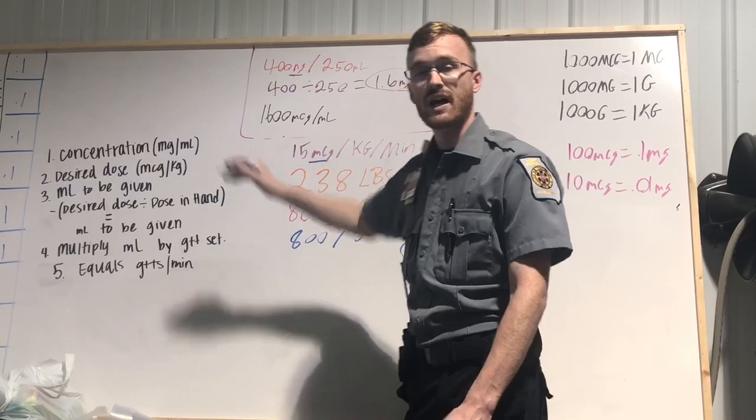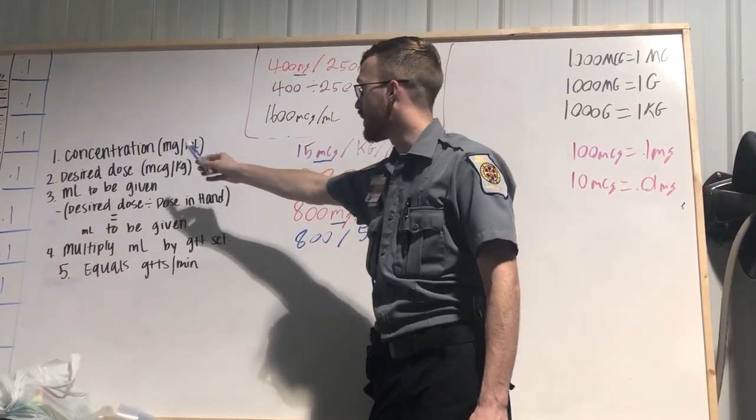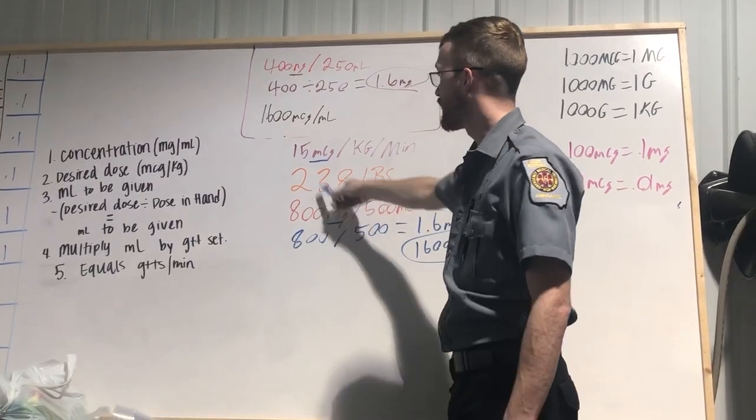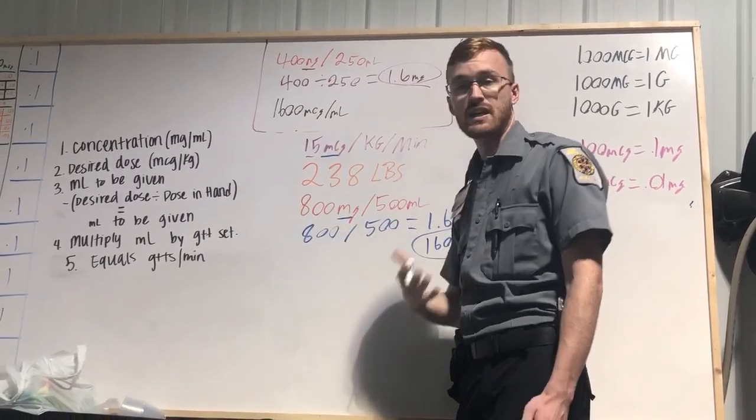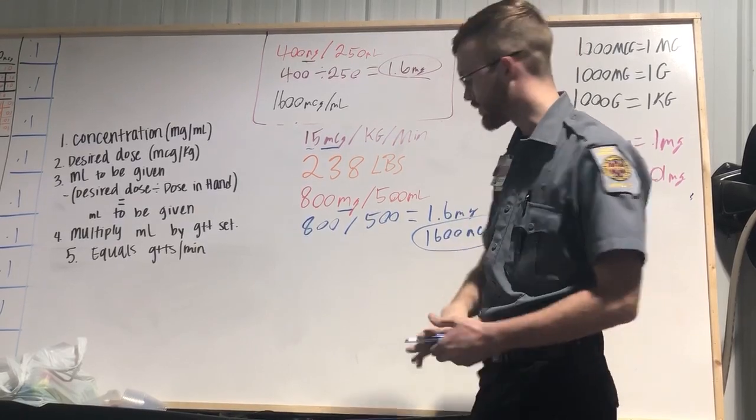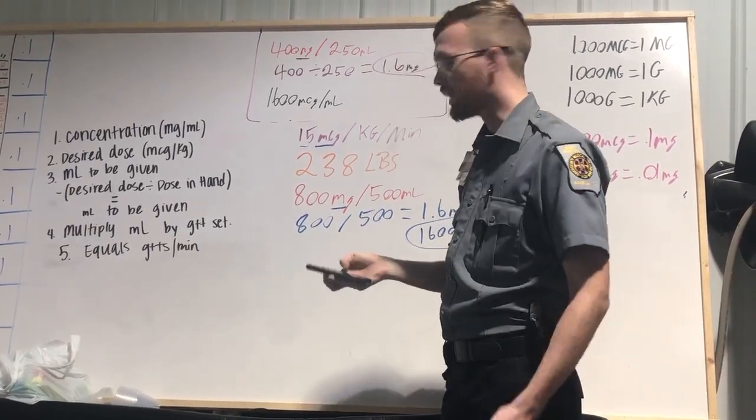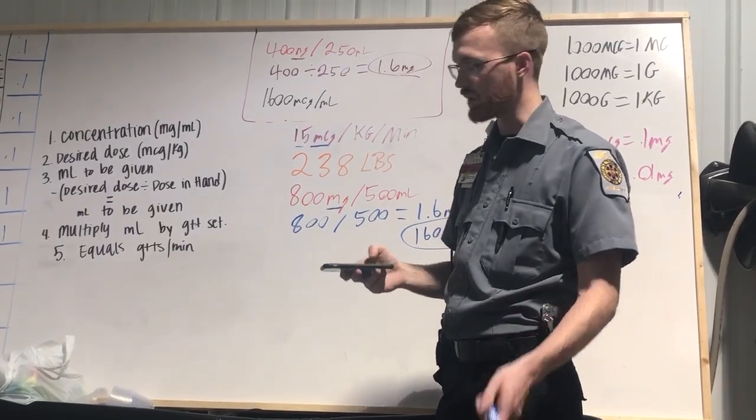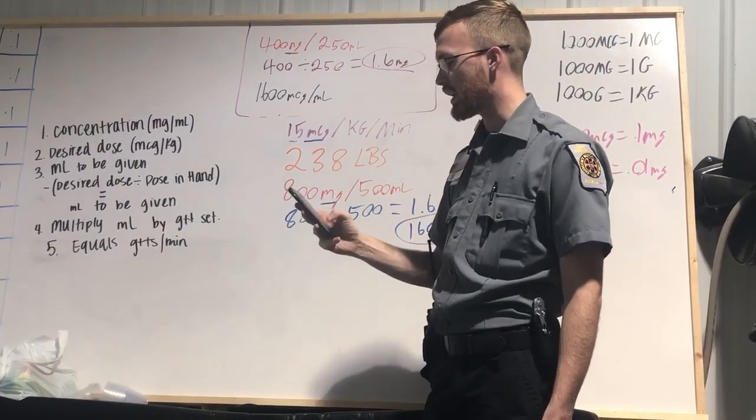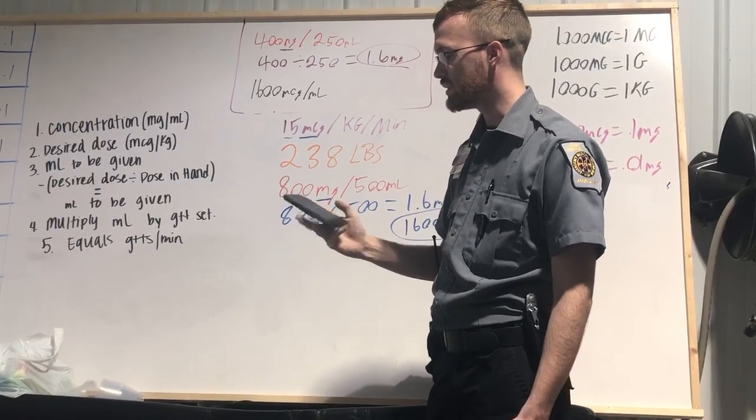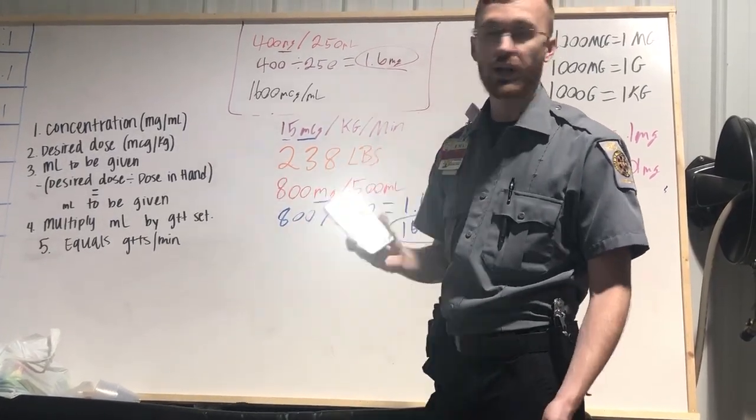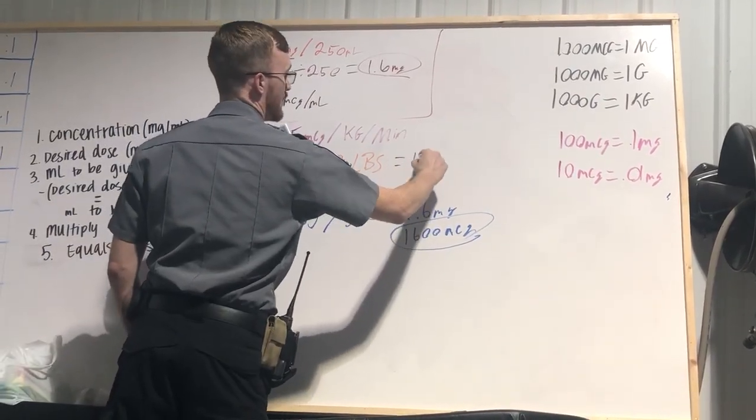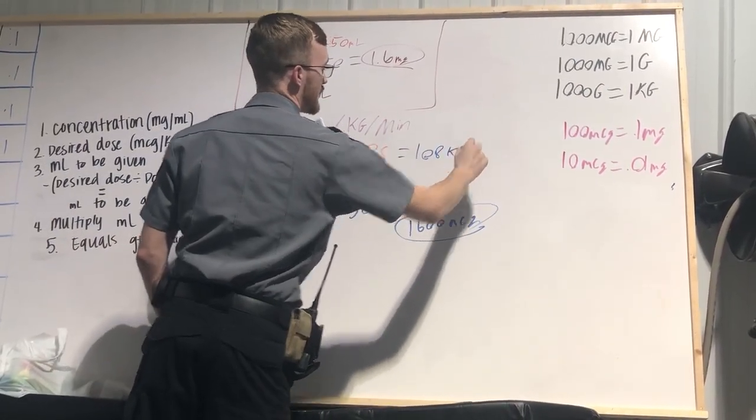Next, we need to know our desired dose. So we have to do our micrograms, so micrograms per kilogram. So for this one right here, we're going to be doing 15 micrograms per kilogram. Now, whenever we're working with that, we have to figure out what their kilograms are. So they weigh 238 pounds divided by 2.2, that equals 108.18. So what we're going to do is we're going to be working off of 108 kilograms.